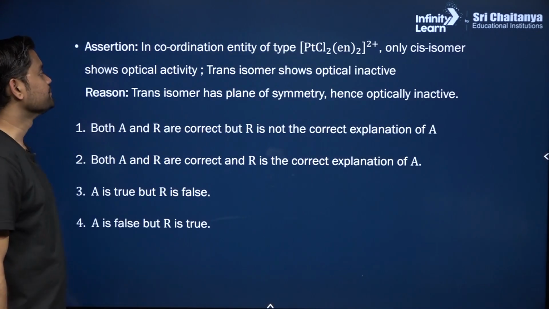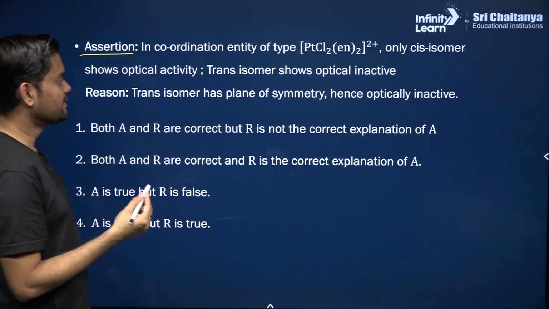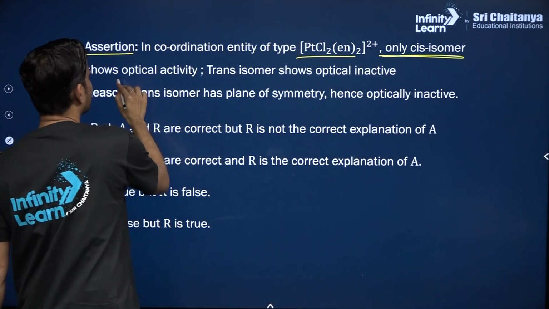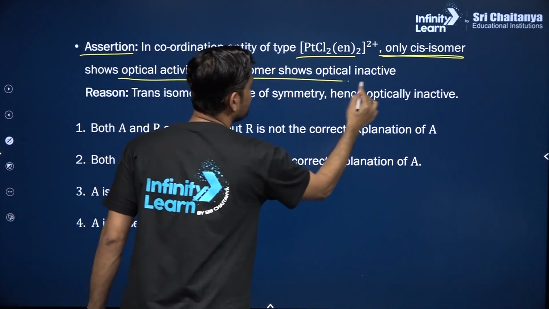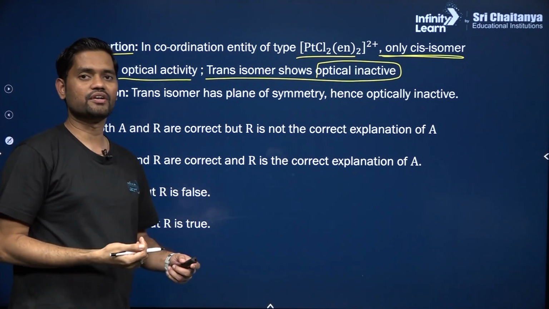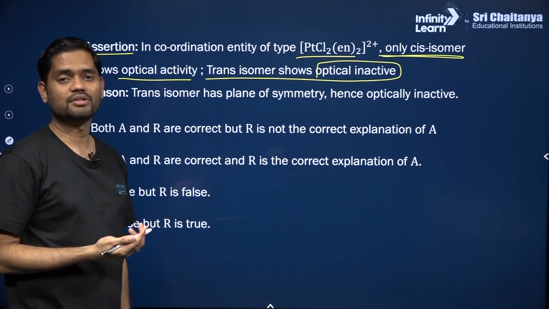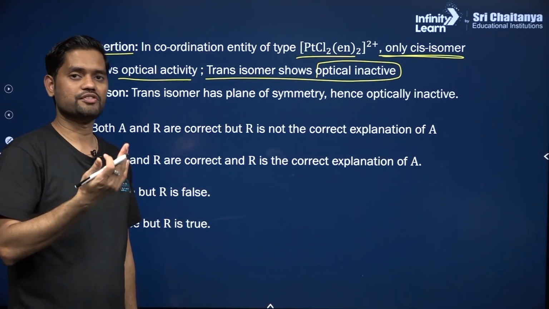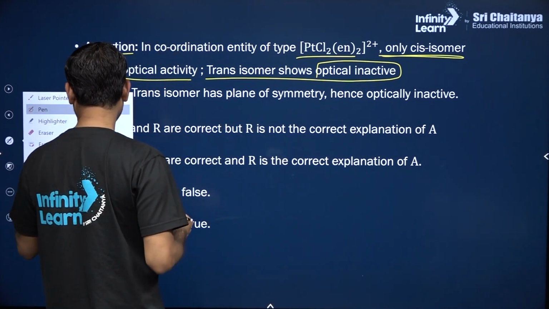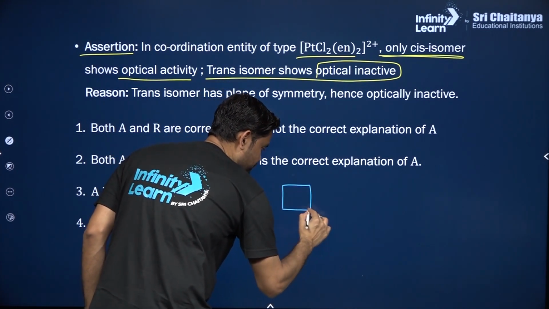Next question, assertion reason type. So the assertion is, in a coordination entity of this type, only the cis isomer shows optical activity and the trans isomer is optically inactive, and this is certainly right. You study this thing in coordination compounds. The cis isomer of this compound is optically active, whereas the trans isomer is optically inactive because of the presence of a plane of symmetry. Just to give you a visualization of their structure, let us take an example. I'll draw their cis and trans structure.